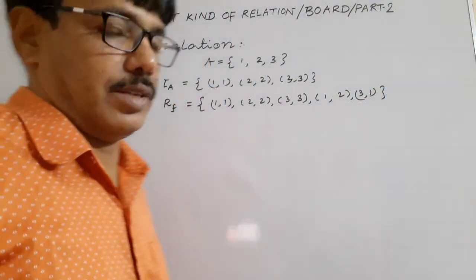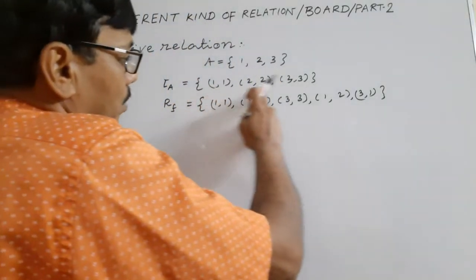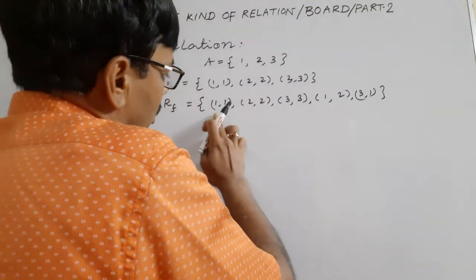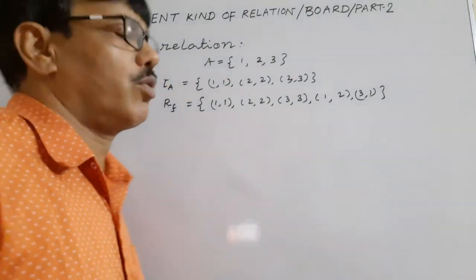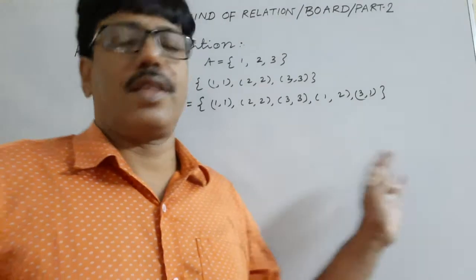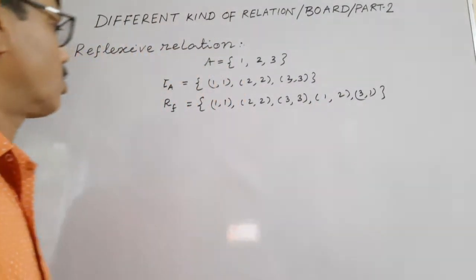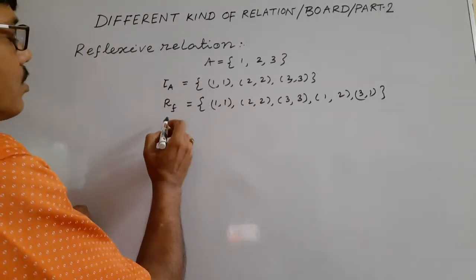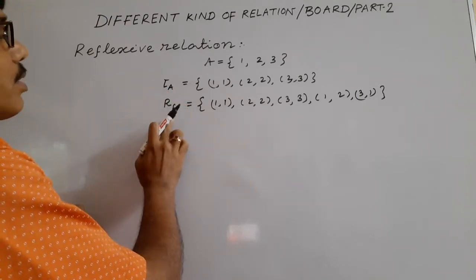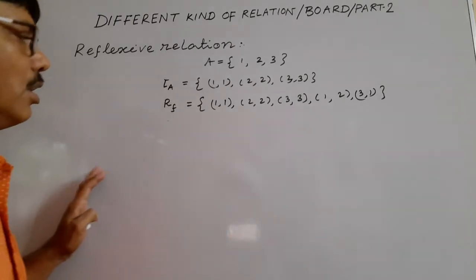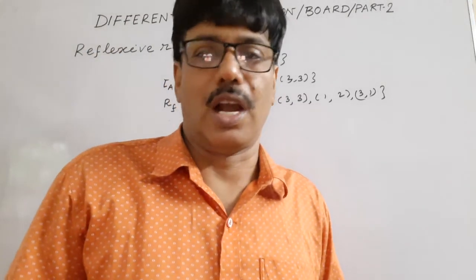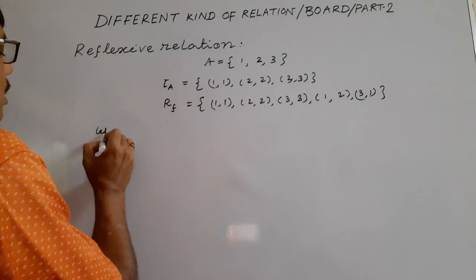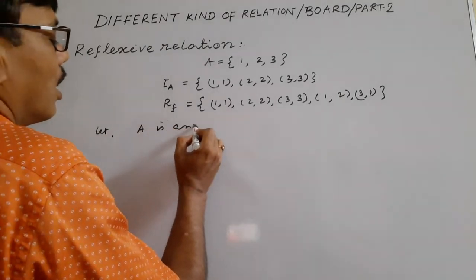So what is the difference? Here only the same kind of ordered pairs are present. This is identity. And reflexive has the same type of ordered pairs, plus you can take other ordered pairs also. So look, every identity relation is reflexive, but every reflexive relation is not identity. This should be noted.